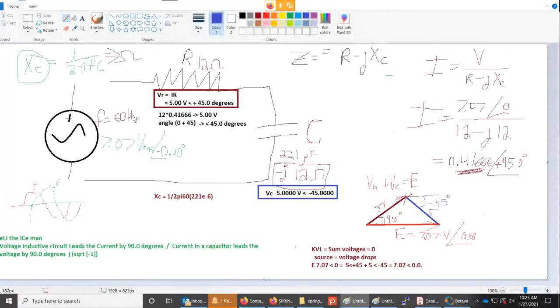All right, so if we let's see, let's look at another example here. You want to do an inductor this time?